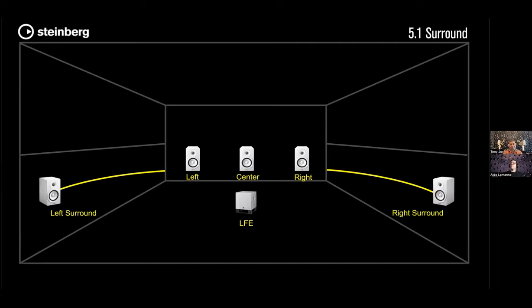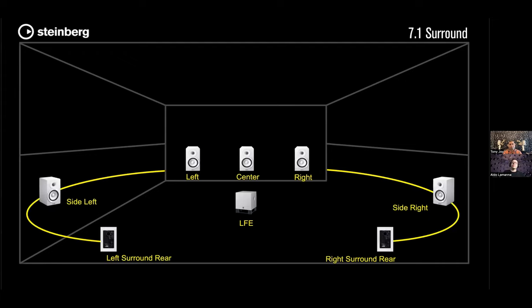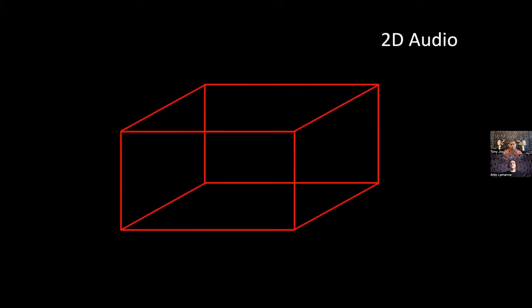And 5.1 surround was basically on a lot of films for years. So most of you probably will have enjoyed a 5.1 surround sound, even at home. And the next step is a 7.1 surround, which basically puts some speakers on the rear. So you can have some sounds coming from the rear. So it's a little bit more immersive, right? So far, all this is 2D audio because we have only two axes.